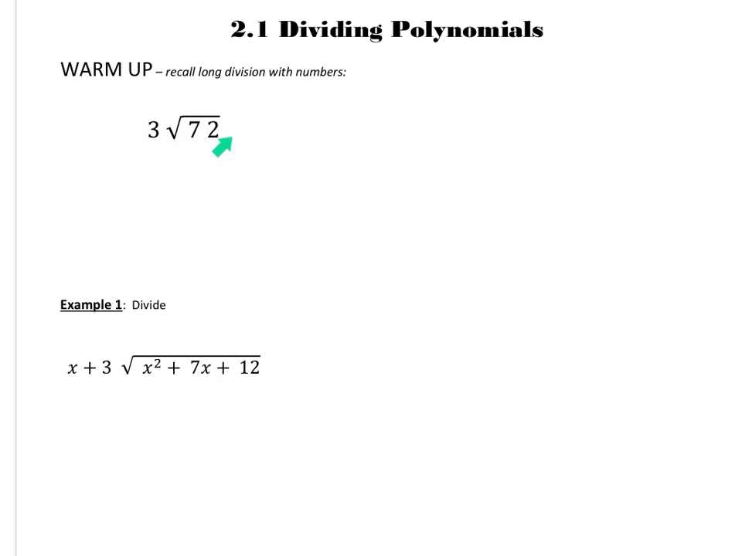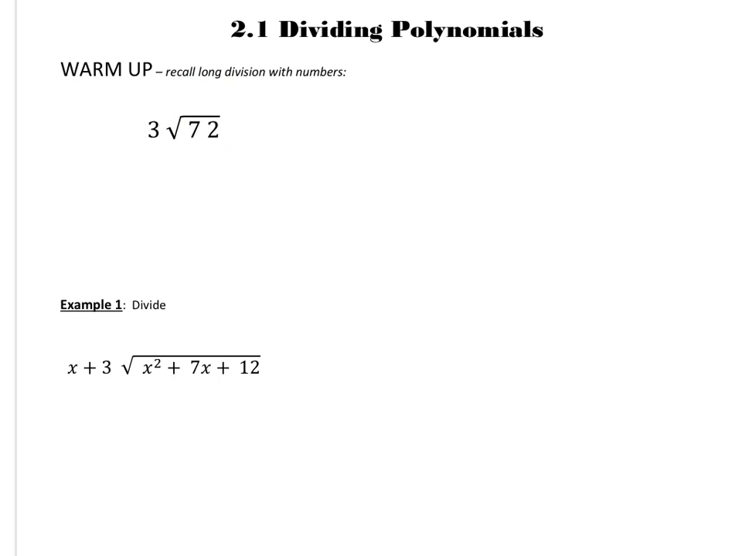Notice we put what is called the dividend here under the radical sign. And this is called the divisor over here, the 3. And the answer, or the quotient, is going to go up top above that line here. Okay, so pay attention just to the thinking. I want to remind you about what our thoughts are here.